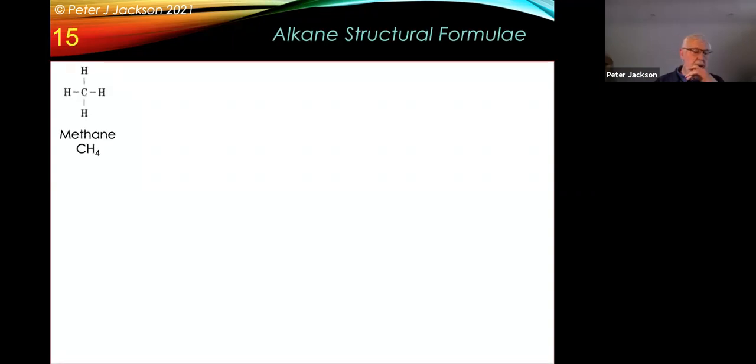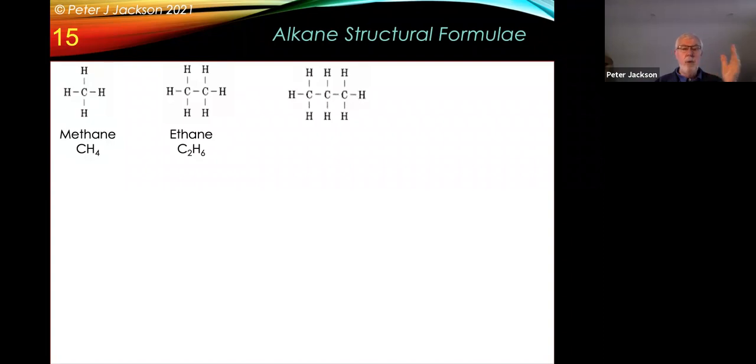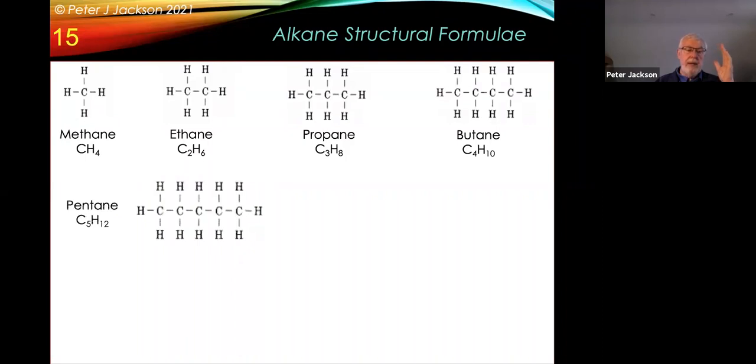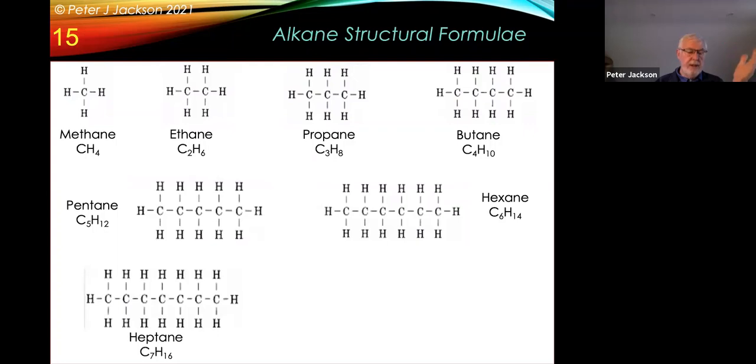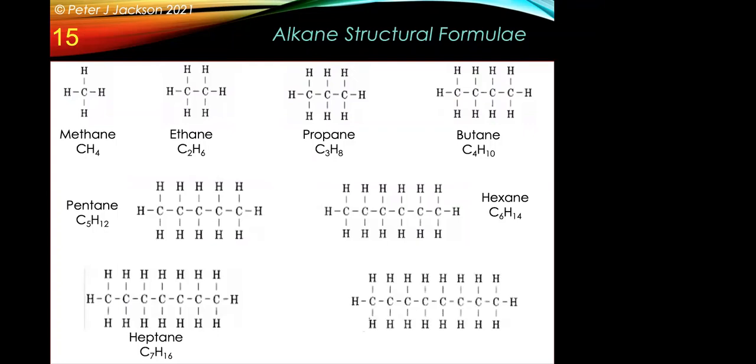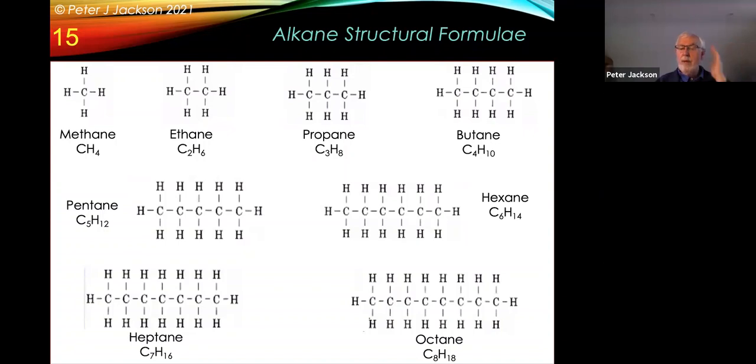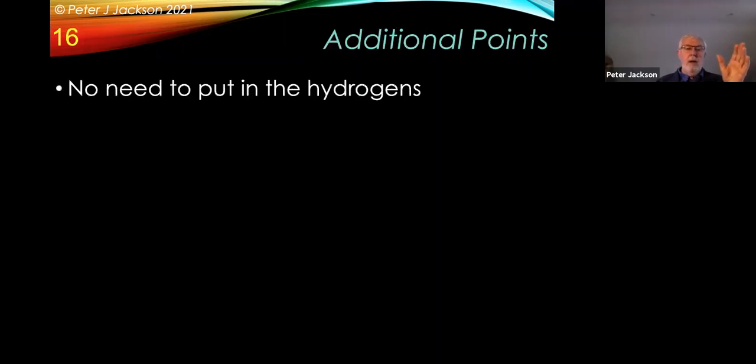There's methane, CH4. There is ethane, C2H6. I've put in the hydrogens this time. Takes a lot of time. No need to do that. Propane and butane. Pentane, hexane, heptane, 7 carbons, octane. So those are the structures of them. If you're drawing them, don't waste time putting in hydrogens, just put in the bonds. So there's no need to put in the hydrogens, this saves time.